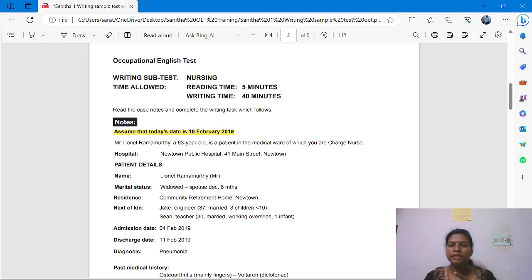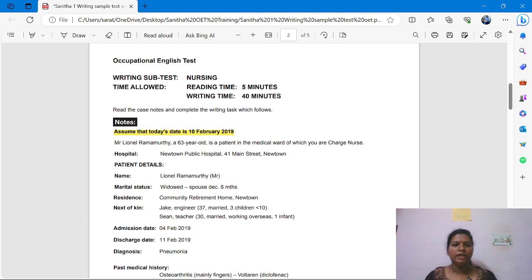Whatever information you need to include in your letter, you have to mark there. Whatever information you don't need to include, you have to cross out there. This is the time you have to utilize maximum. Writing time is 40 minutes. Read the case notes and complete the writing task which follows.